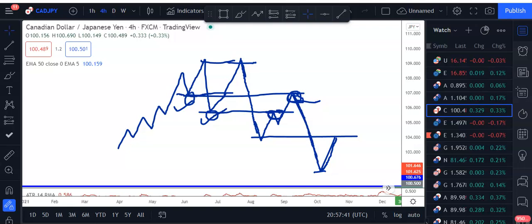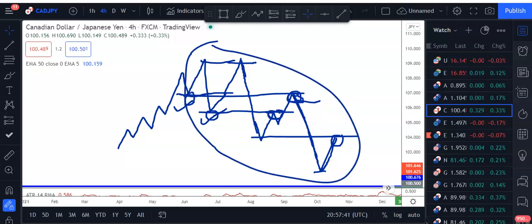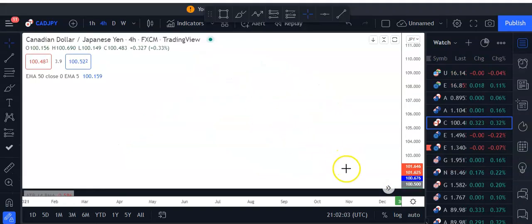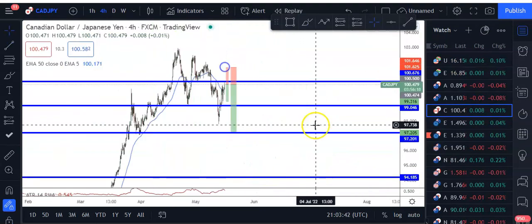So in the CAD yen pair, the reason I am interested in trading this pair at this point is because this is what has actually happened. All this that I was discussing right now is actually what is taking place right now on this pair. So let's move to the real chart example, and let's discuss exactly this on the real chart examples. So let's move down.